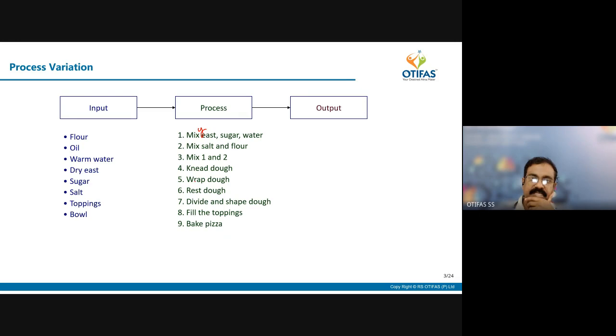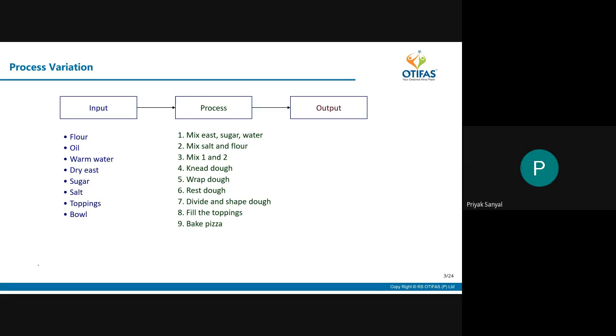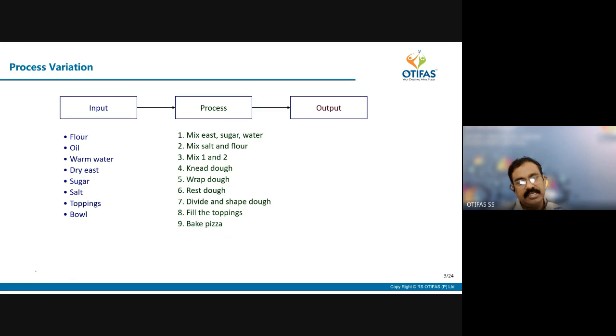Then you mix this, then you knead the dough, wrap the dough, rest the dough, divide and shape, build the toppings, bake the pizza, etc. Isn't it? What is the output? So the final pizza is the output that can be consumed. And do you want it tasty? So a tasty pizza is the output, isn't it?